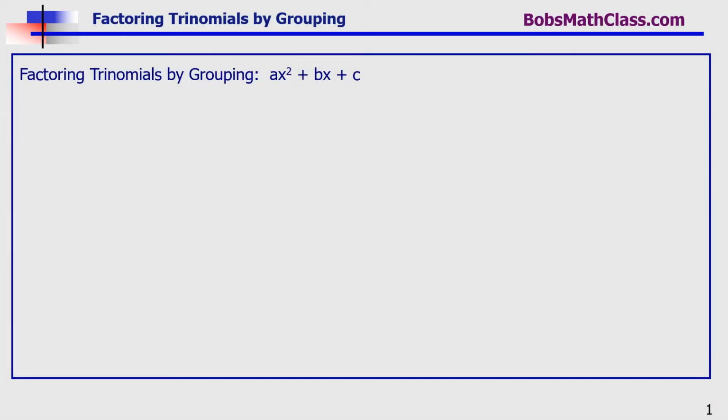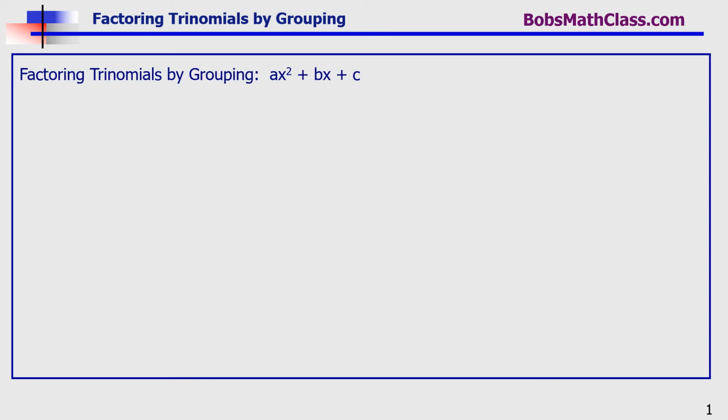Hey everyone, this lesson is on factoring trinomials by grouping. Trinomials means there's three terms. There are other methods for factoring trinomials. This is just one of them. This is called the grouping method.